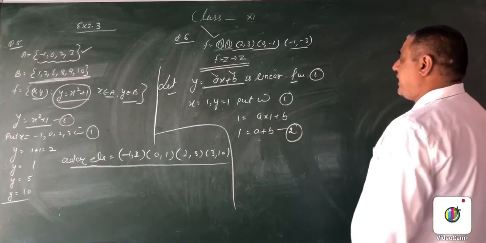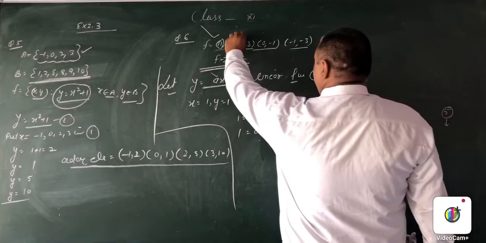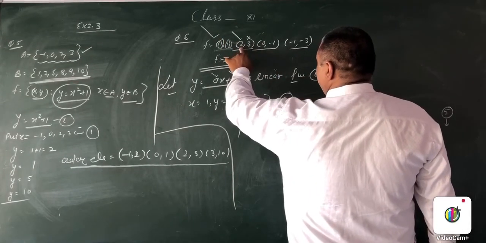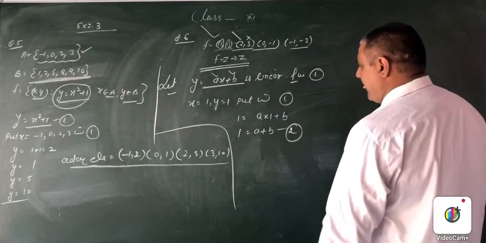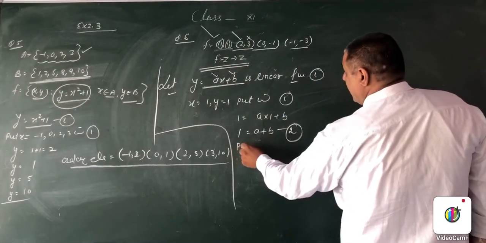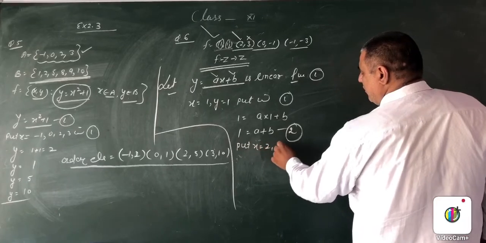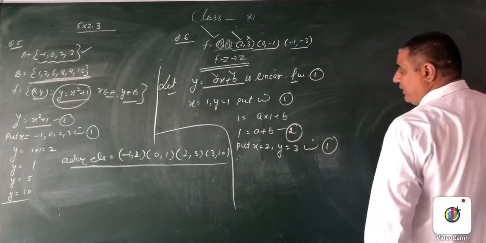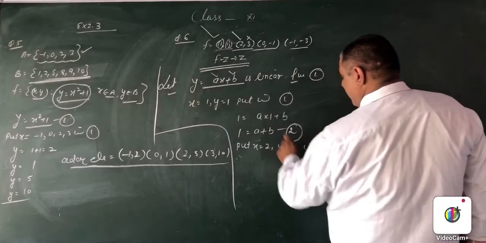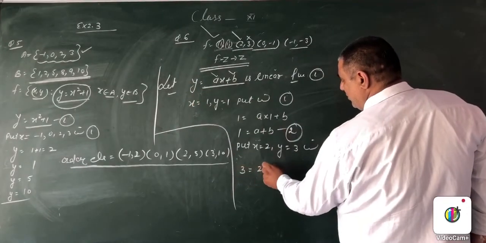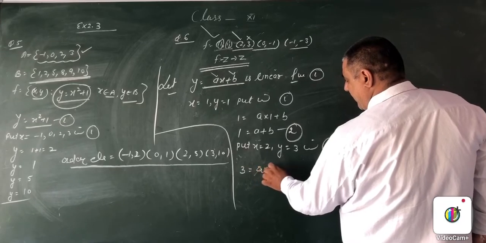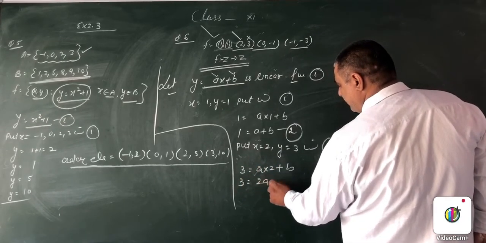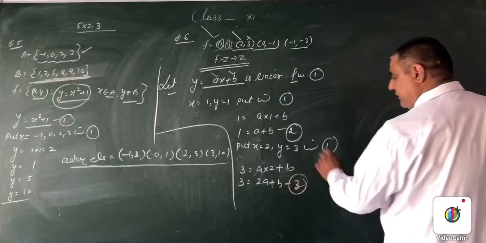Now the second ordered pair says that this is the value of x, this is the value of y. We put x = 2, y = 3. So now put x = 2, y = 3 in the first equation again. We put this value, y = 3, 3 = 2 multiply 2 plus b. We find 3 = 2a + b. This is your equation number 3.